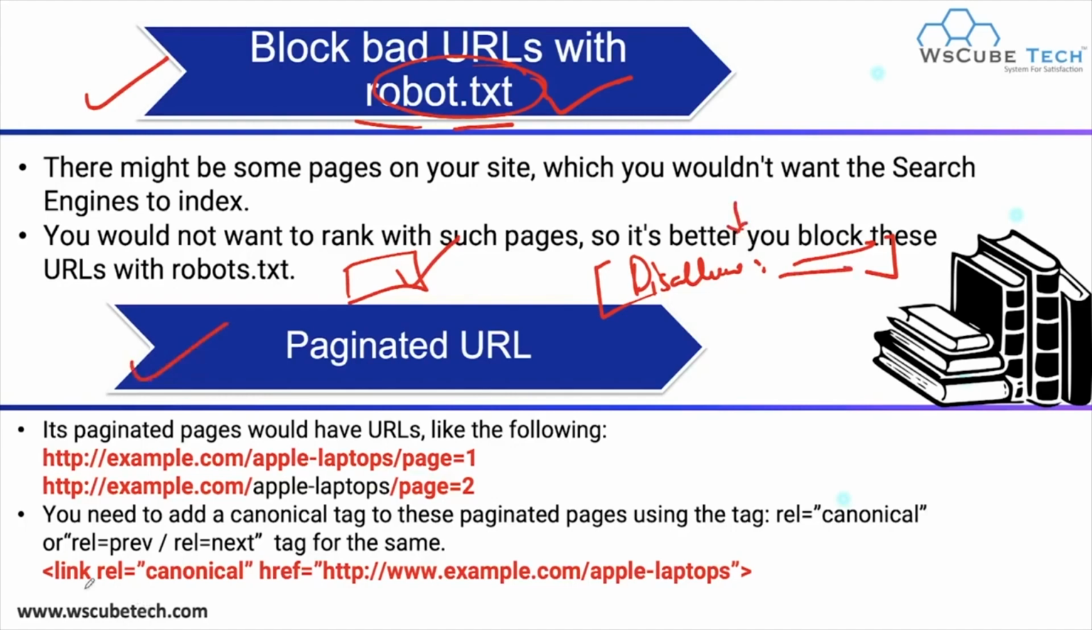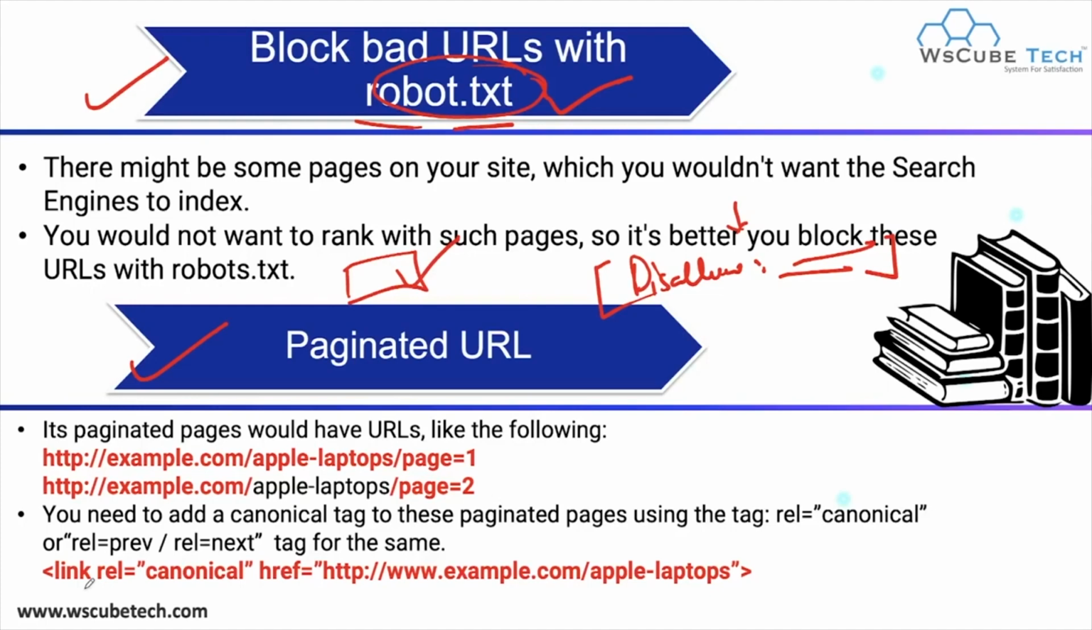This is somewhat similar to your canonical tags. Suppose you have an e-commerce website or any website for that matter, and you have category pages which include a lot of items which can't be displayed on a single page. In such a scenario, more than one page is required for the listing. For example, if the category is Apple laptop and contains 50 plus items, these can't be displayed on a single page, so it might require 2 or 3 pages.